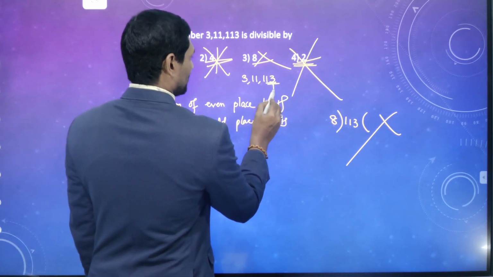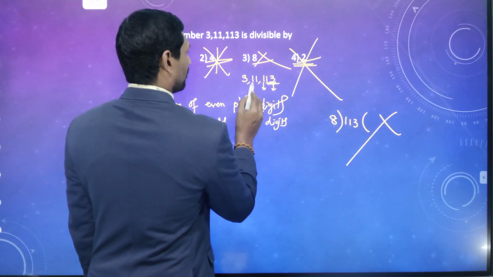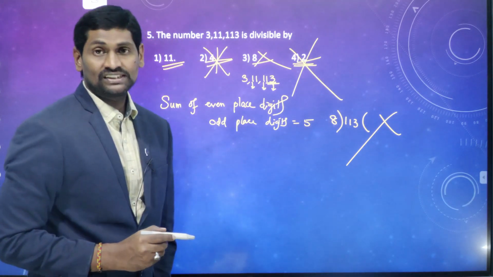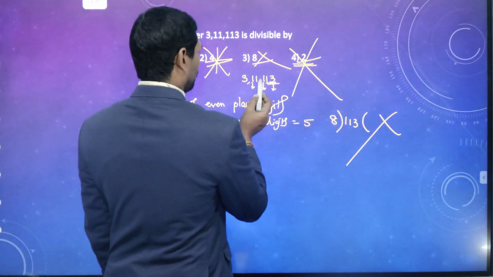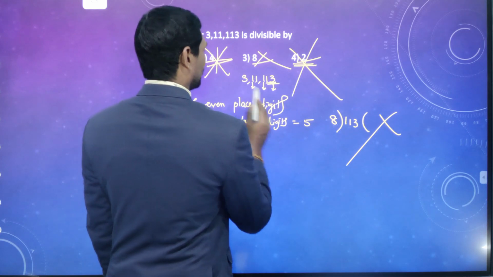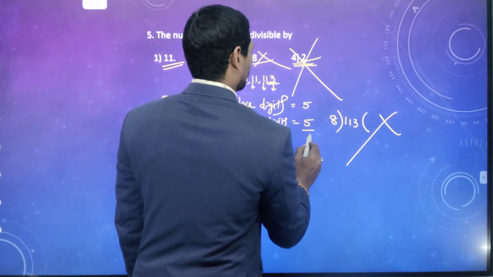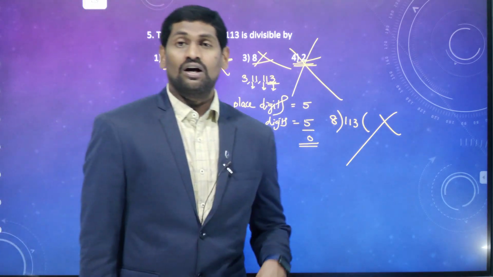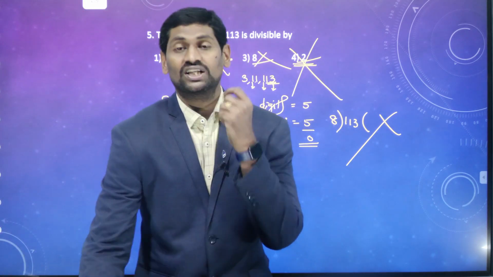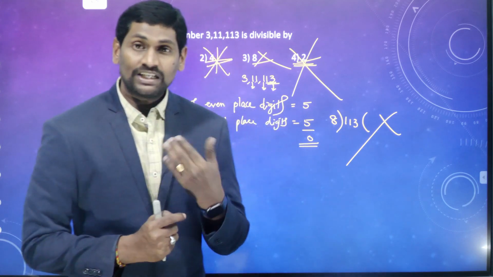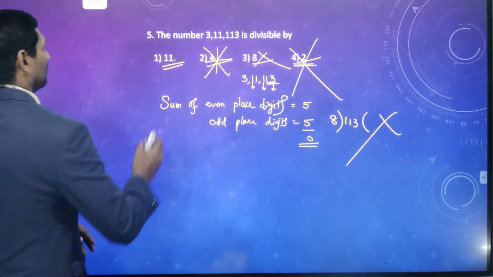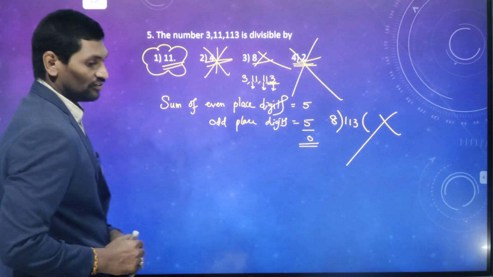I am checking odd places. 3 plus 1 is 4, 4 plus 1 is 5. The sum of odd place digits is 5, and for the even places, remaining 1 plus 1 is 2, 2 plus 3 is 5. So this is also 5. The difference is 0. According to the divisibility rule, the condition is that the difference between the sum of even place digits and odd place digits is 0. Yes, option 1 is correct, which exactly follows the divisibility rule for 11.